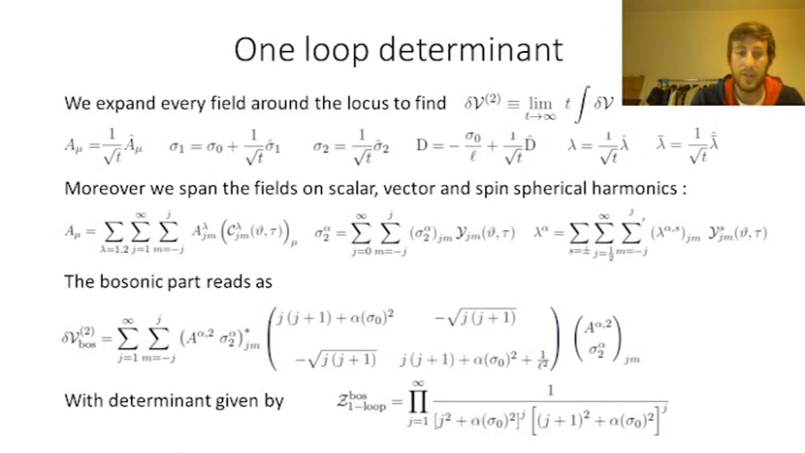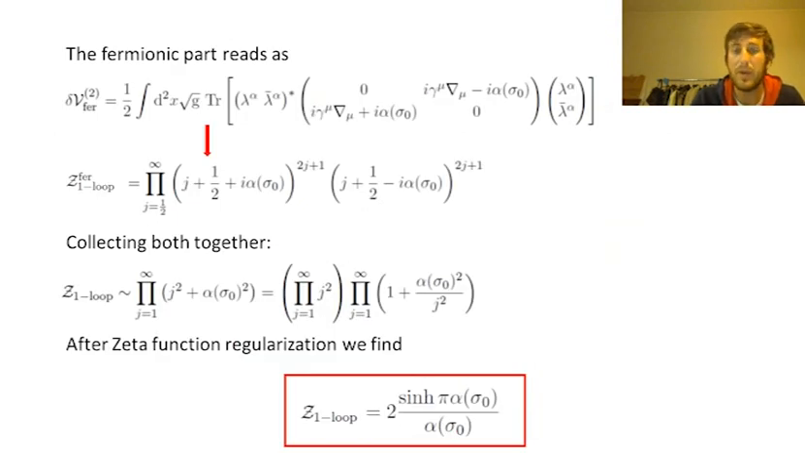And so we can read off the bosonic determinant as an infinite product over the harmonics. And we can do a similar computation for the fermionic part, which can be written once again in a compact matrix form. Then, collecting together both the bosonic and the fermionic contributions, we have a cancellation of terms between numerator and denominator, and we arrive at this final form for the infinite product over the harmonics. This product can be regularized using the zeta function regularization, and we arrive at the final form of Z one-loop as a hyperbolic sine of pi alpha sigma 0 divided by alpha sigma 0.